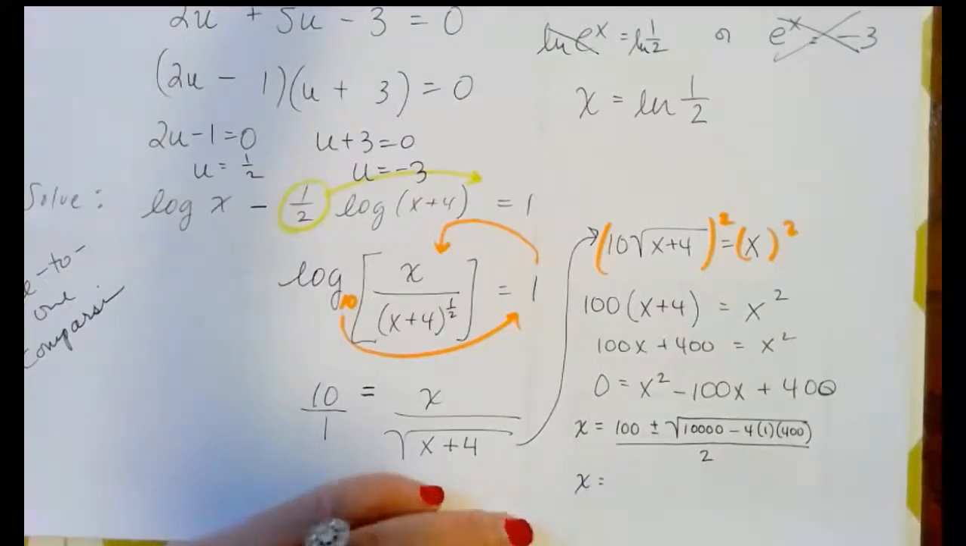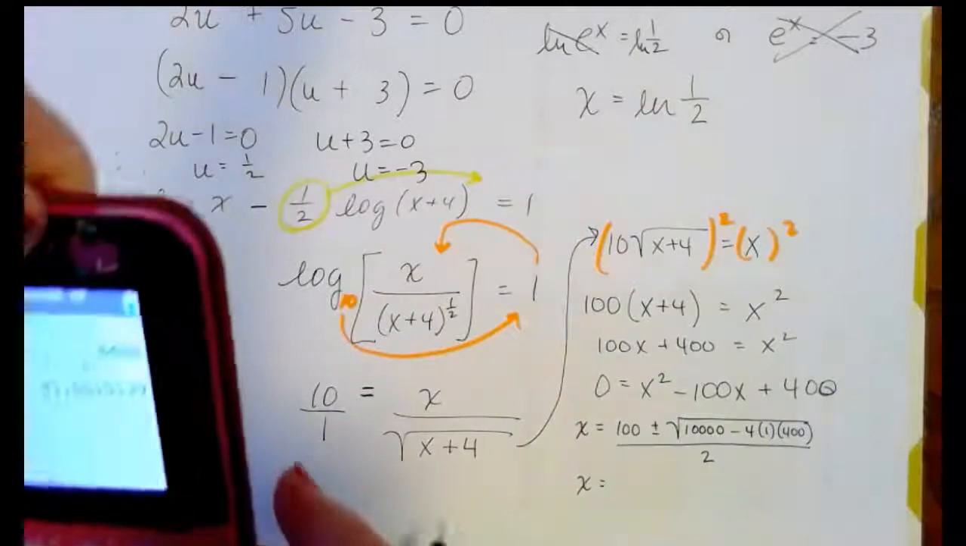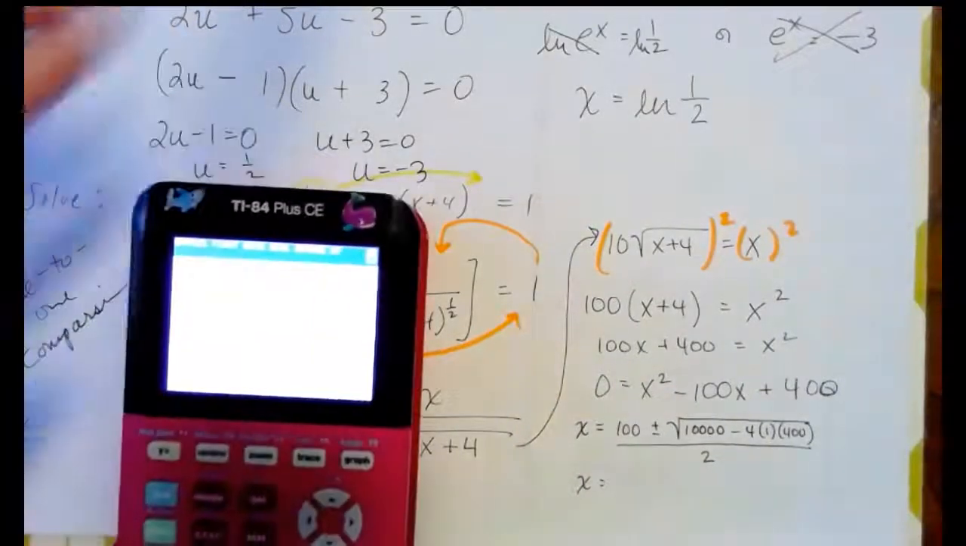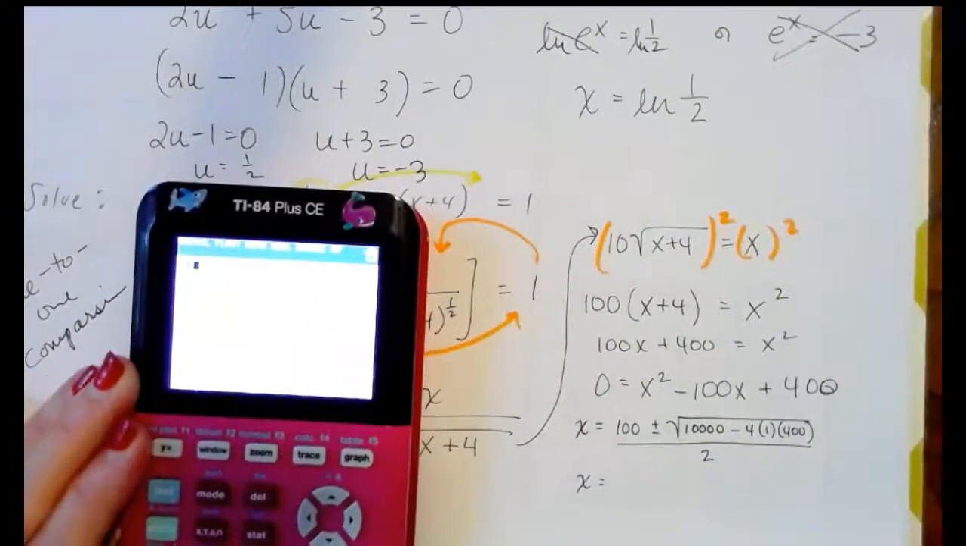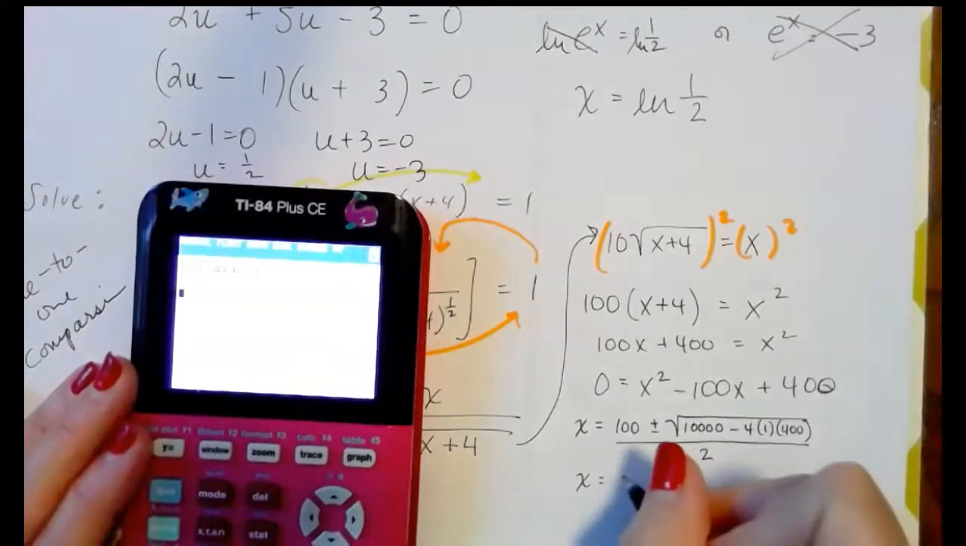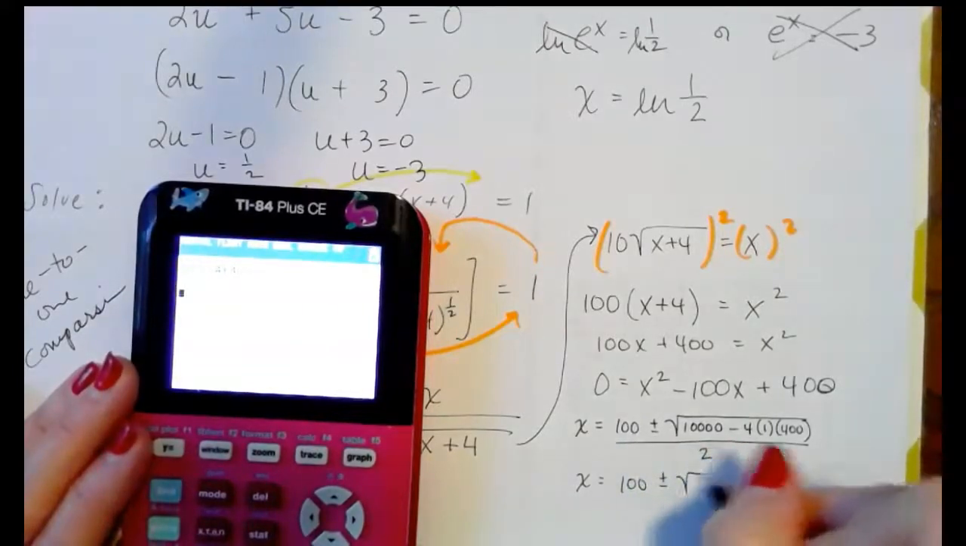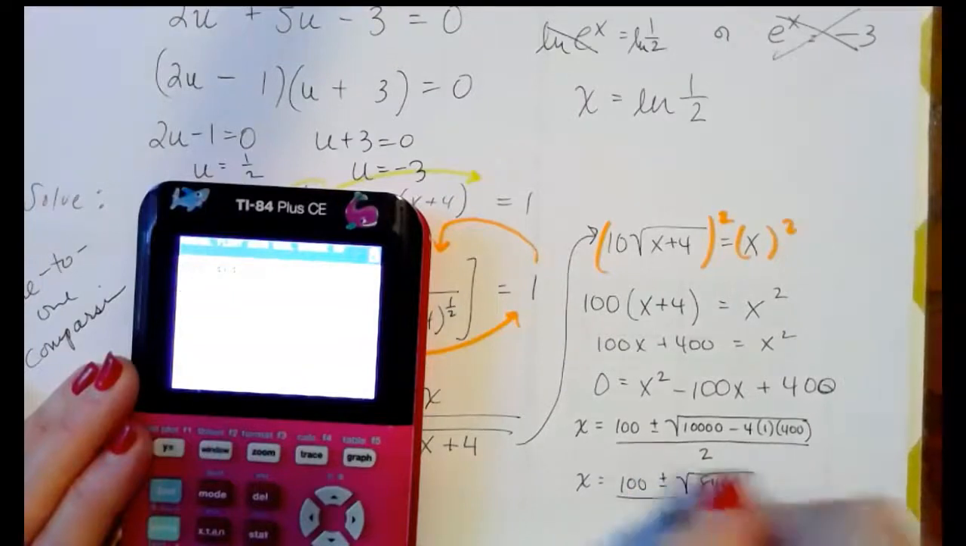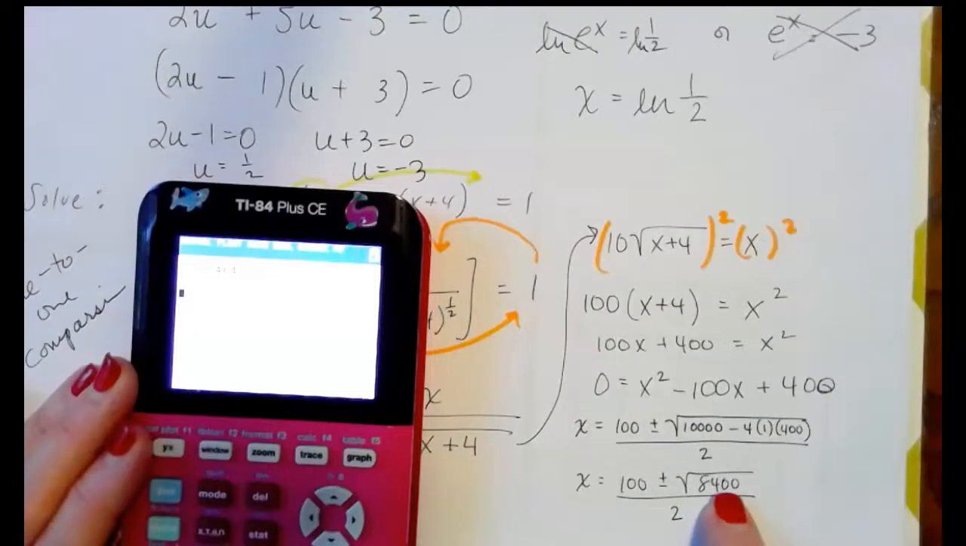So here's what we've got. I'm going to go to my handy dandy calculator. So that is 100 squared, which is 10,000, minus 4 times 400, which gives us 8,400, which is not a perfect square. So we've got 100 plus or minus the square root of 8,400 under the radical, all over 2. But 8,400 is divisible by 400.